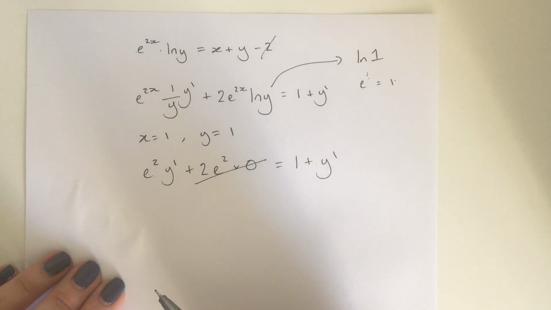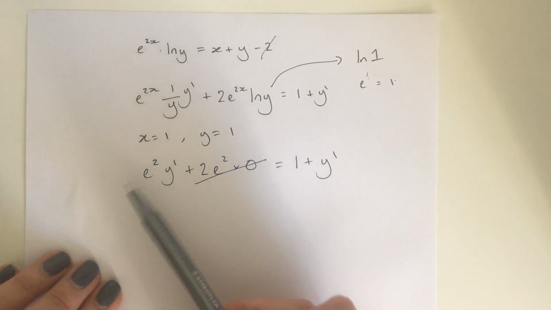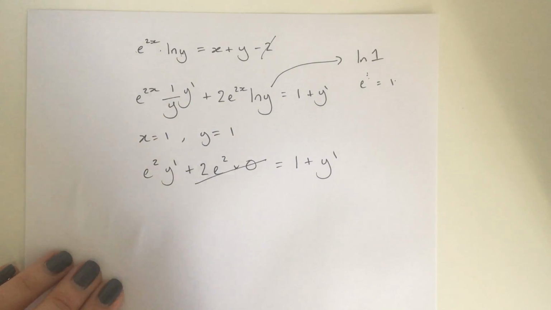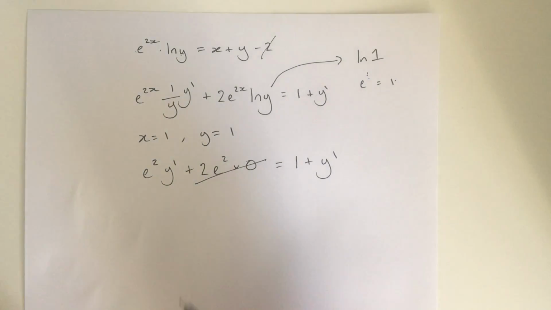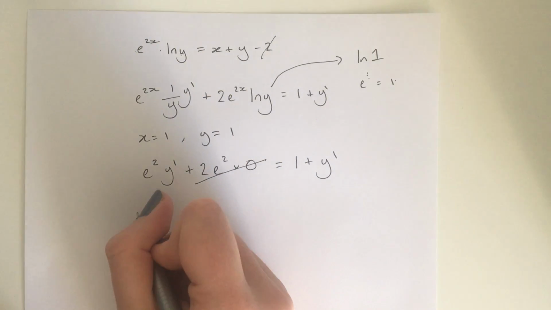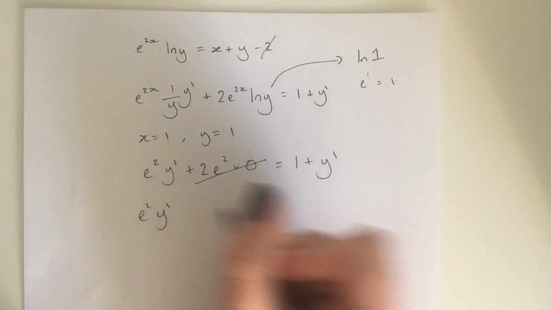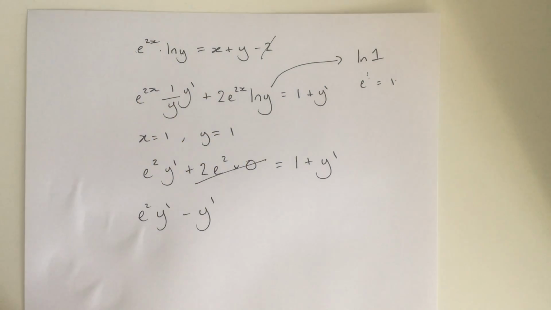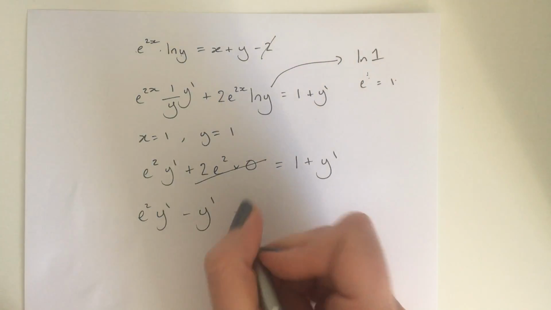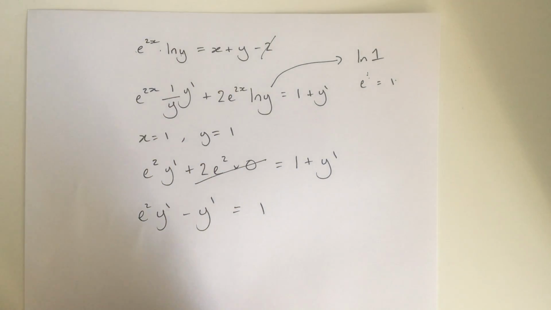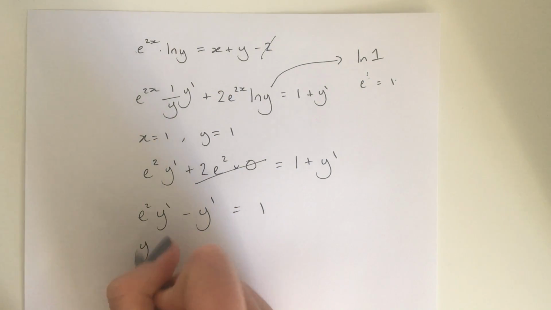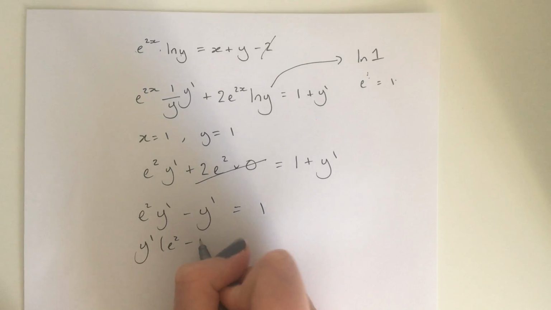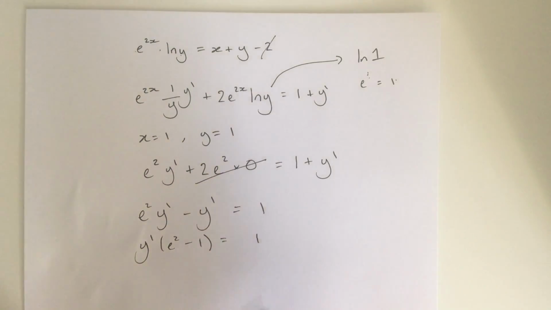And so now I need to rearrange this thing slightly. I could go and evaluate and see what e squared is, but you're going to get some horrible decimal. It's nicer to leave it as it is. So let's get my e squared y dash. I'm just going to bring this y dash over, minus y dash, to get all my derivative terms into one side, is equal to 1. Now I can factorise out y dash. y dash times (e squared minus 1) is equal to 1.